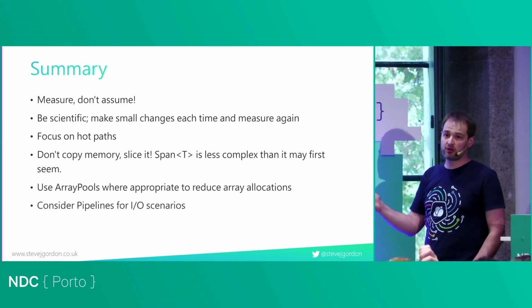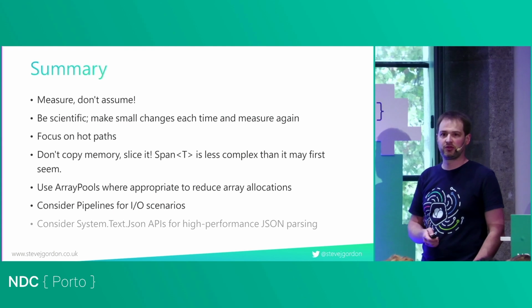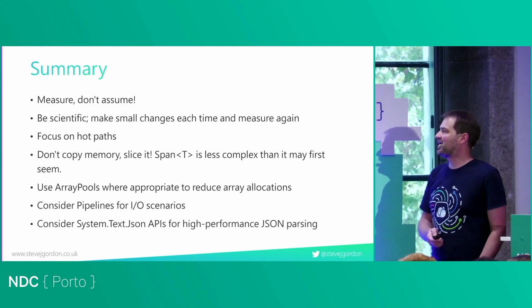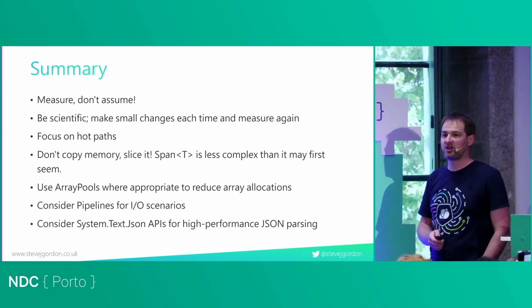If you're doing anything with regular streaming of data, consider System.Text.Json APIs as a quick swap out for Newtonsoft JSON for some wins.